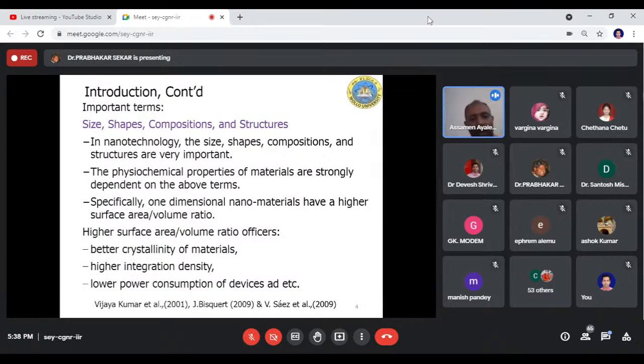The higher the surface area to volume ratio, the better the crystalline quality of materials we can get, and the higher the integration density. For example, if we take devices constructed using nanomaterials, the low power consumption of the device and the like are very important properties that we can get from the surface area to volume ratio.